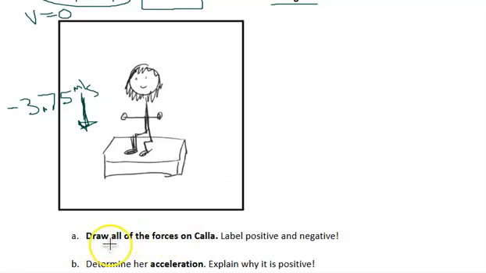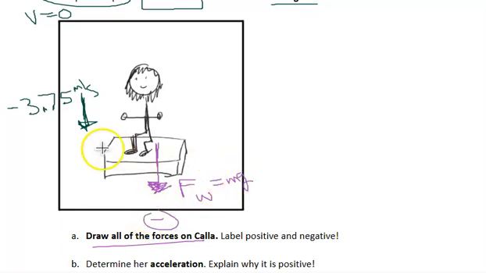Question 1 says, or A, draw all of the forces. So the Earth is attracting her downward, and she is touching a surface. And so there's a normal force that is reacting to how much she's squishing it, so there is not a formula for that.